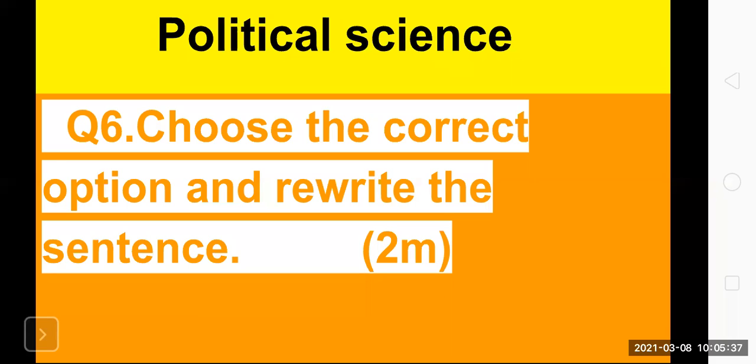Now we are moving to question number 6. From this question number 6, the portion of political science comes up. Now here is the first question: choose the correct option and rewrite the sentence. There will be two questions in this part and we have to solve both, and each carries 1 mark. It means the total is 2 marks.